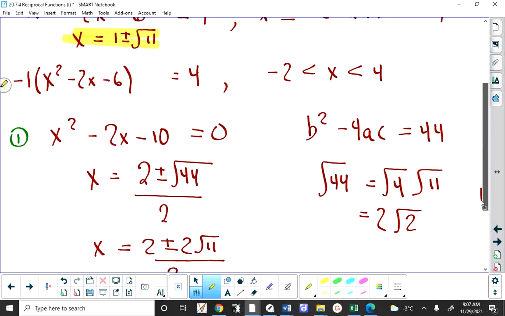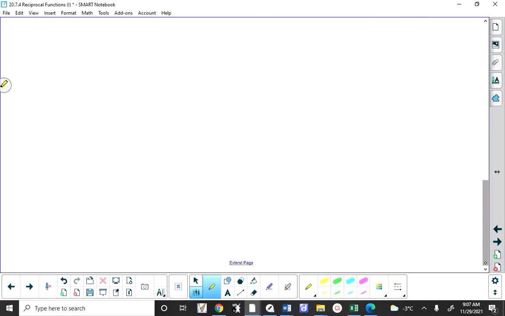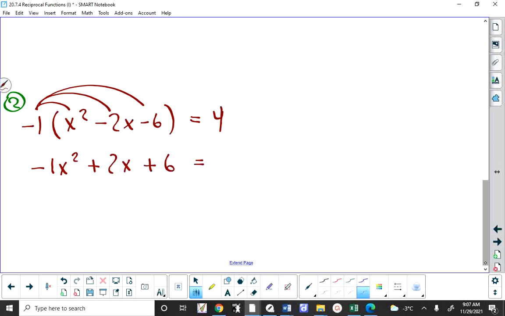Now if we go to the second equation, which has that -1 in front of it, I have -1, this is equation 2. I have -1 times x squared minus 2x minus 6 is equal to 4. I expand this out by multiplying that -1 through the trinomial and get -1x squared plus 2x plus 6 equals 4. I'm in the same boat that I was in before.